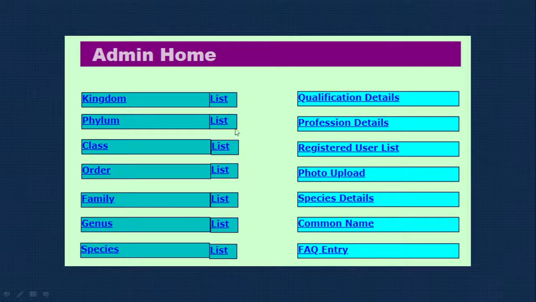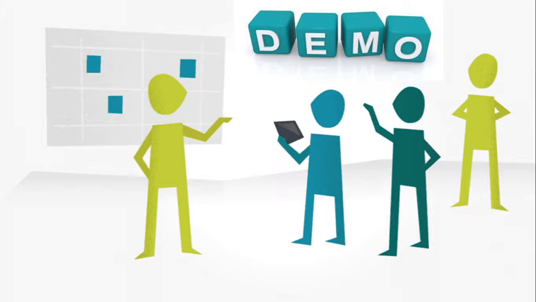Once you enter them, we can see the list. On the user side, we can see the user list here, and we can upload photos for the corresponding species and write more about the species details, and the common names for it. Because genus and species are scientific names, to make it understandable we need to enter the common name. Apart from this, we can enter the FAQ also. I'll show the demo now.